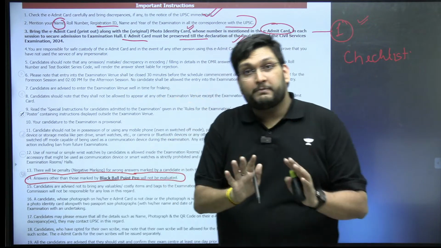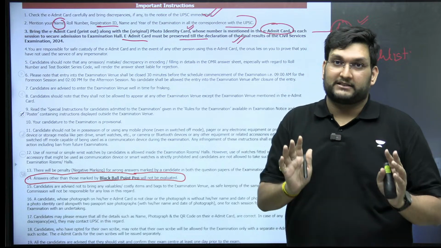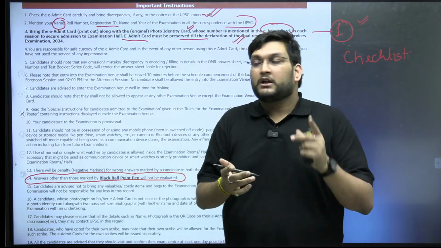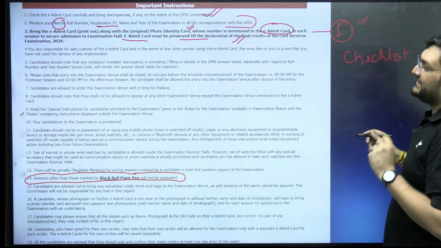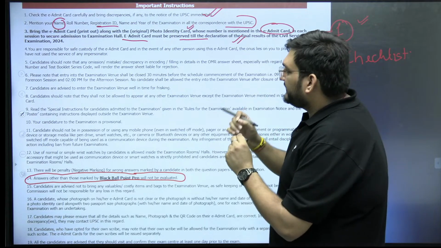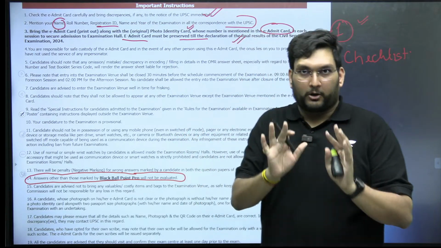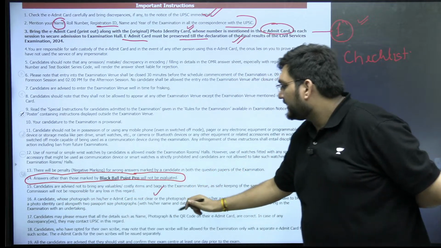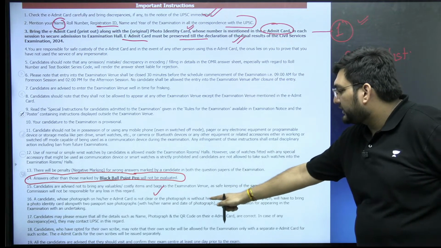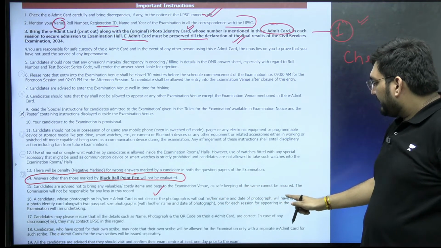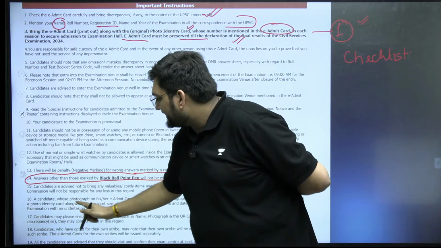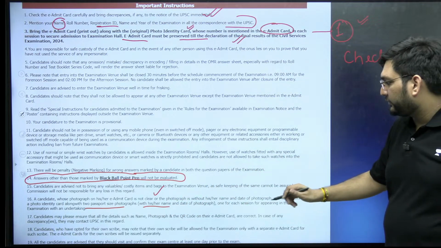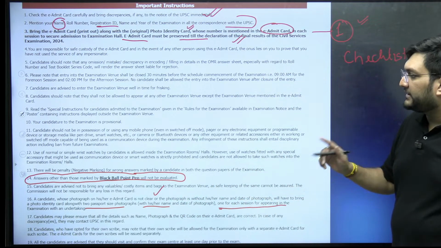Thereafter, there could be a case that when you uploaded your picture, the picture got distorted, or there was some discrepancy, some issue. So they have given you a remedy if that happens. For example, a candidate whose photograph on his/her e-admit card is not clear, or the photograph is without his or her name and date of photograph, will have to bring a photo ID card along with 2 passport size photographs with his/her name and date of photograph, one for each session appearing in the examination.